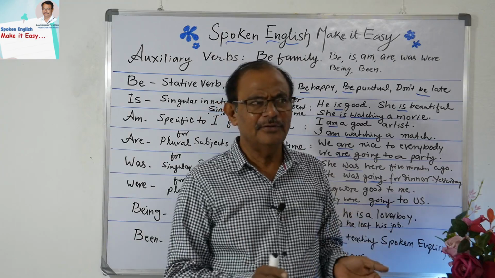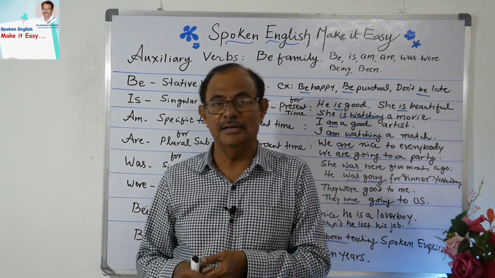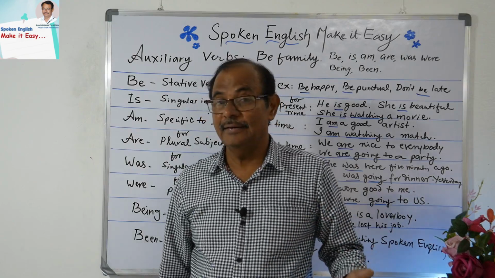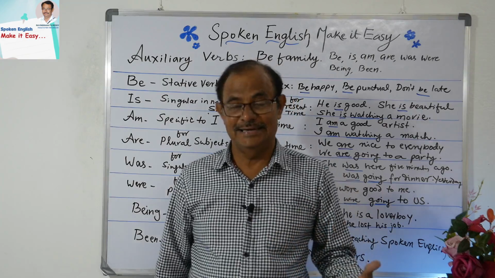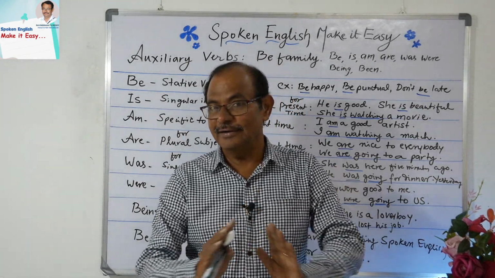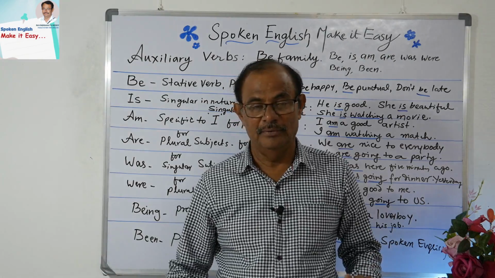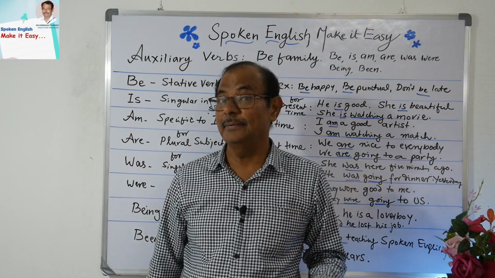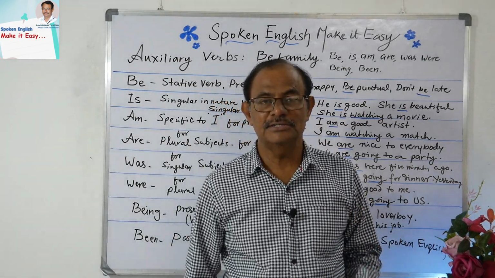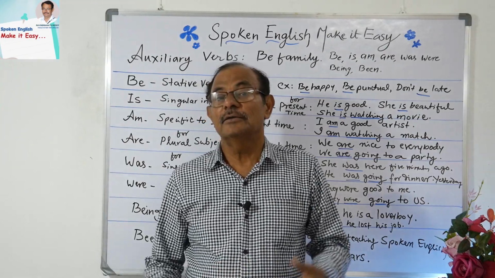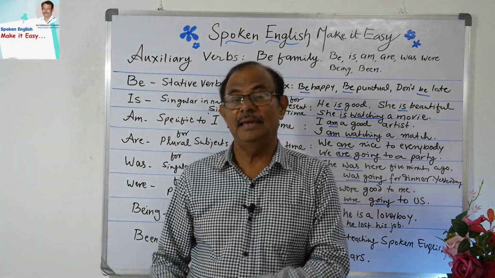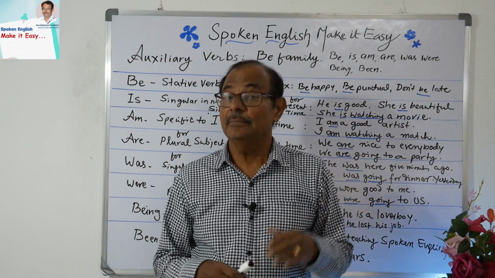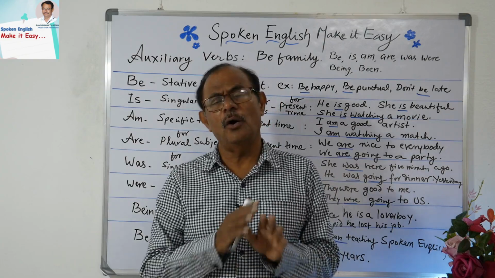The wonderful usage of these auxiliary verbs is that they can be used independently as main verbs in sentences. So they need not take any main verb with them, and they can go alone. They are independent, so that is one usage. Another usage is they help the other main verb. So the be family especially helps the present participle form of all verbs.